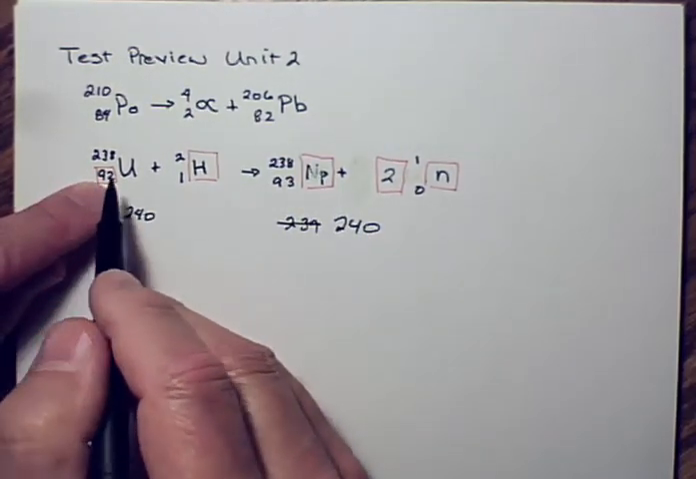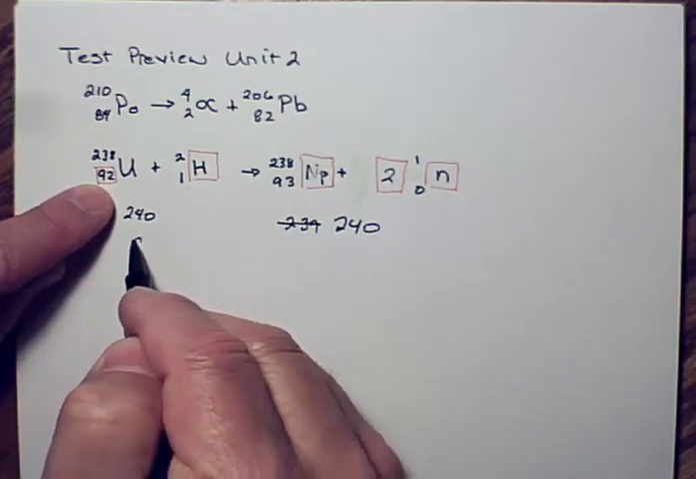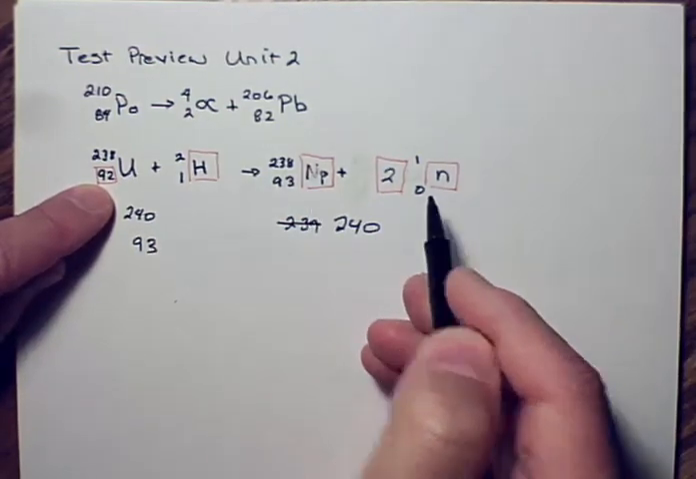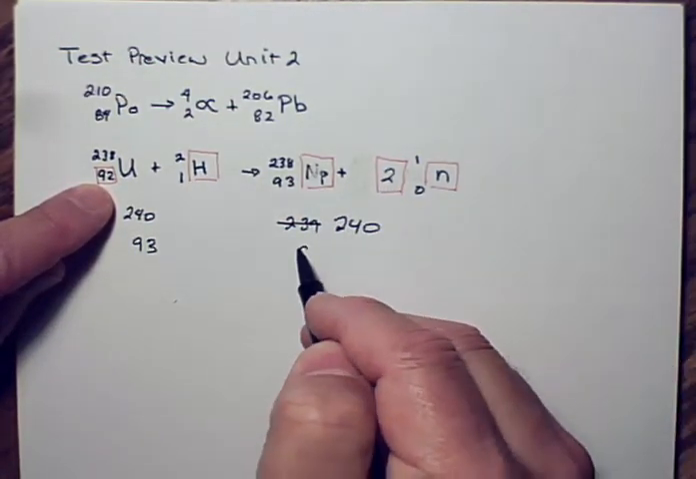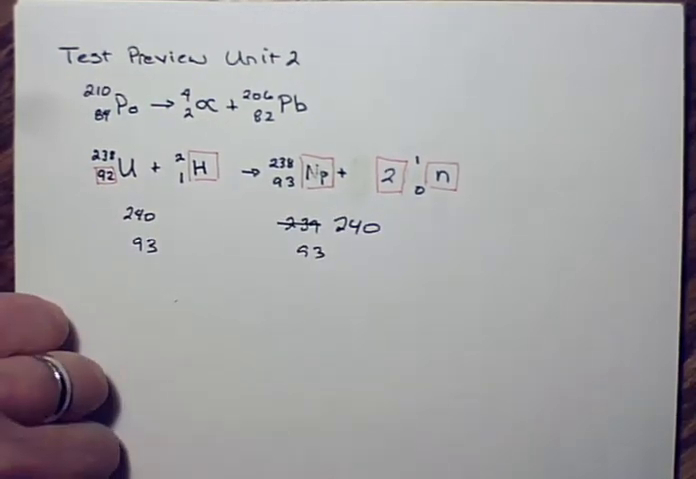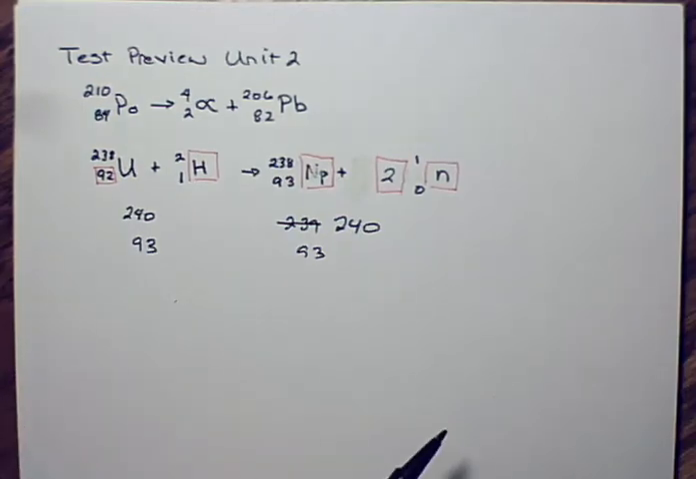That's the mass. Okay, let's look at the atomic numbers and see how it works out. 92 and 1 is 93. 93 and 0, or 2 times 0, is still 0. It's still 93, so that works out. So it all works out. Does that make sense?